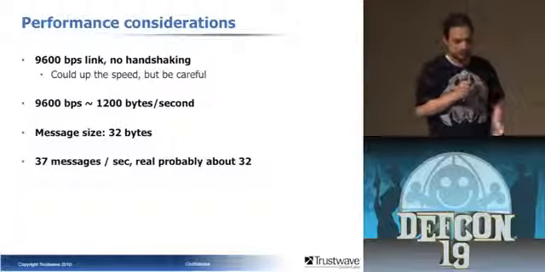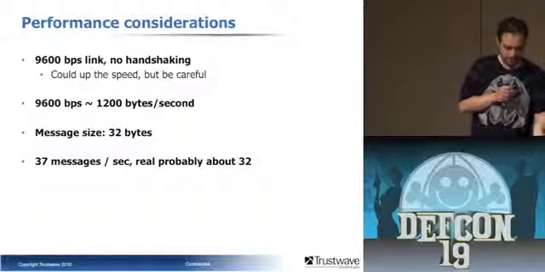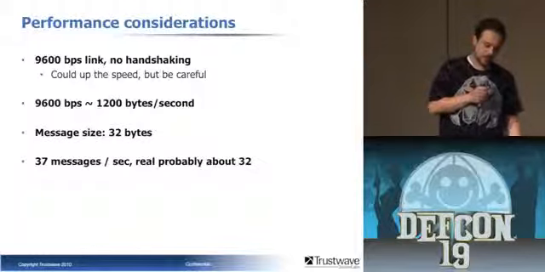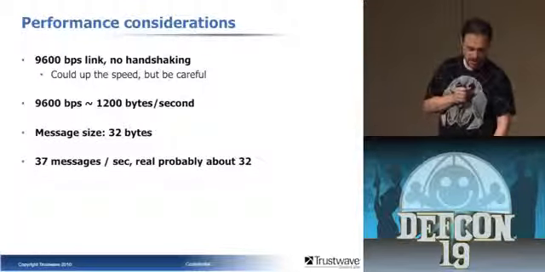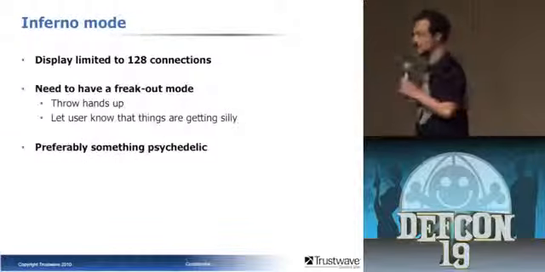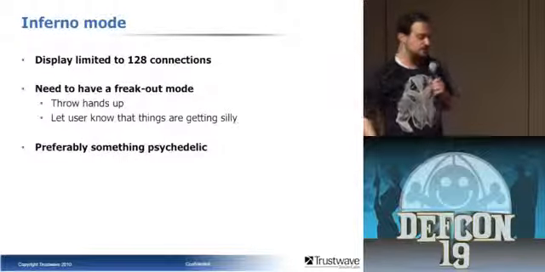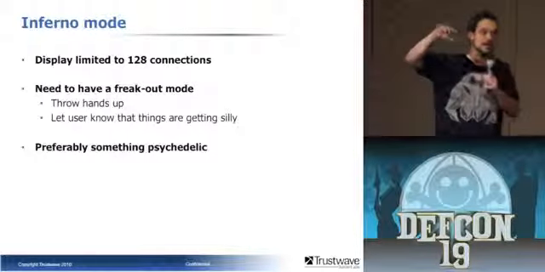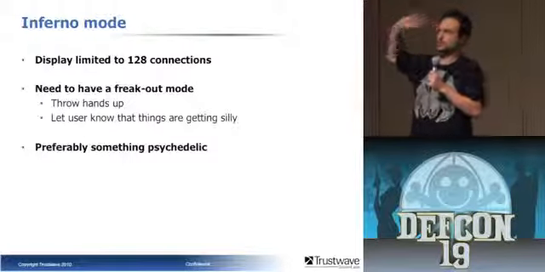So you have to do the math. I did the 9600 baud, 2 bytes, and I have 9 bytes or whatever. I did the math. I could get about top end 37 messages per second, probably realistically only about 32 messages per second. The other thing was, in session mode, I had this concept that you're going to hit a ceiling. The problem is you're going to fill up 128 lights, and then you're not going to know if you're getting port scanned.